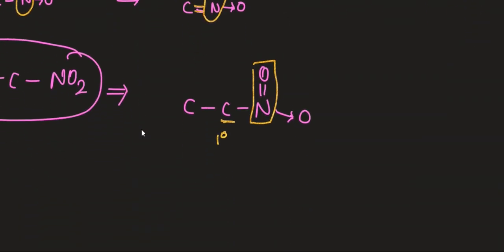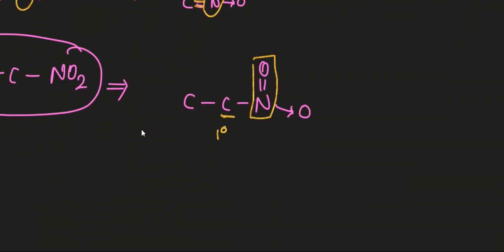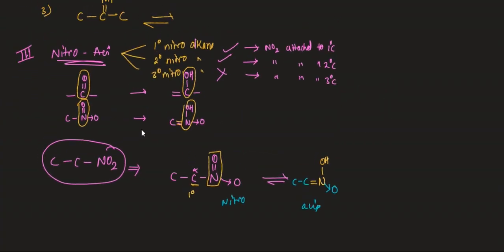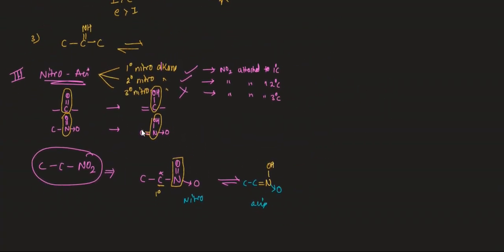Clear till here? Here the nitro group is attached to a primary carbon. Eligible? Yes. This is our alpha carbon. What is the change? The system gets converted to N-OH, and here you get a double bond. Remaining everything is as it is: carbon, carbon, and a dative bond oxygen. This is called the nitro group, and this is called the aci form. I hope you got clarity between the nitro group and the acid form. Done. So we'll stop the class here.